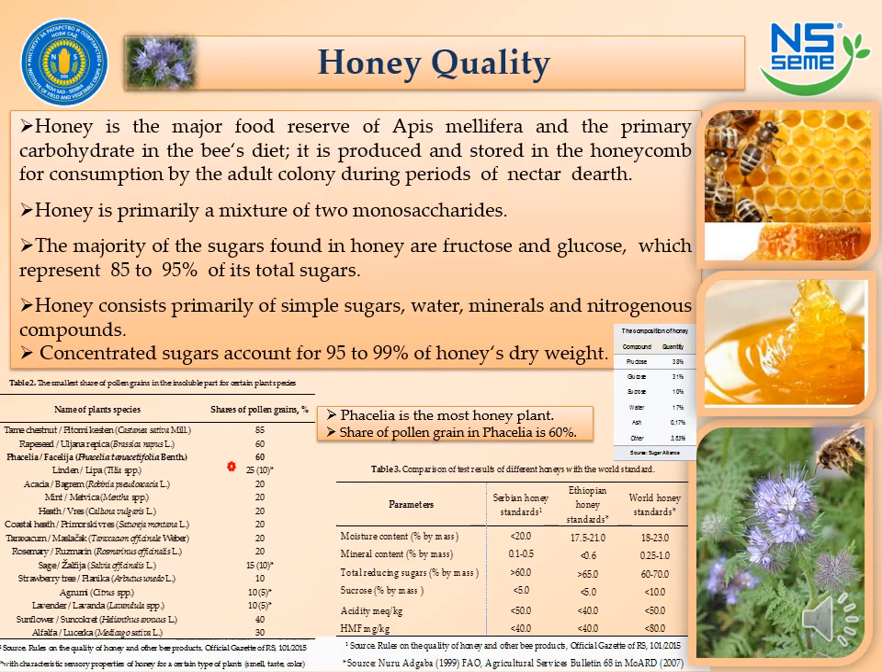Honey is the major food reserve of Apis mellifera and the primary carbohydrate in the bee's diet. It is produced and stored in the honeycomb for consumption by the adult colony during periods of nectar dearth.